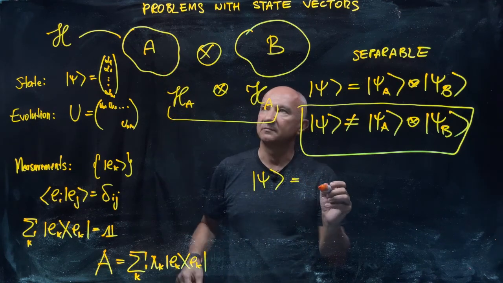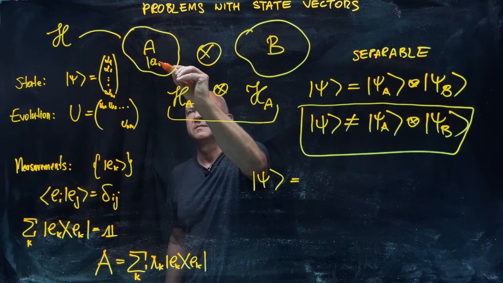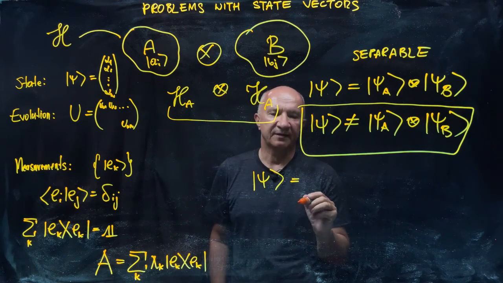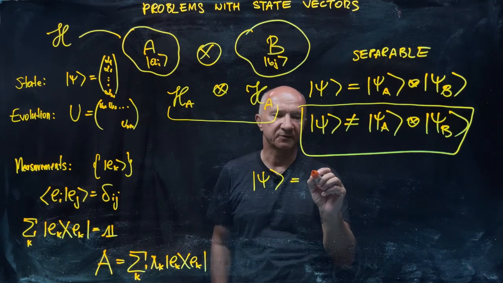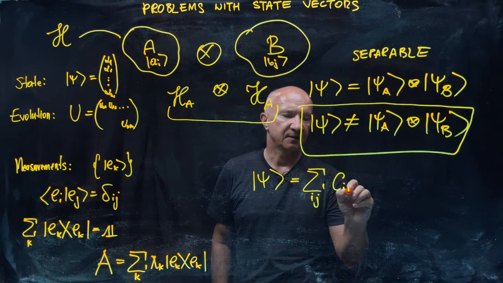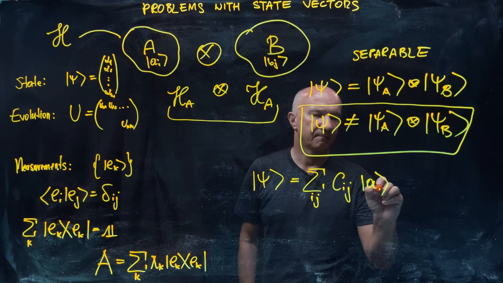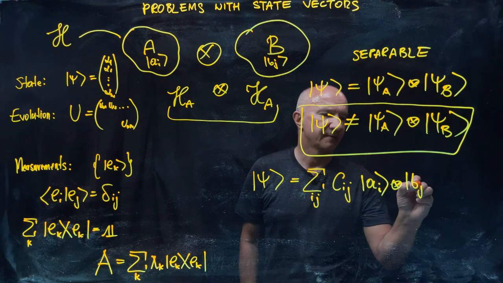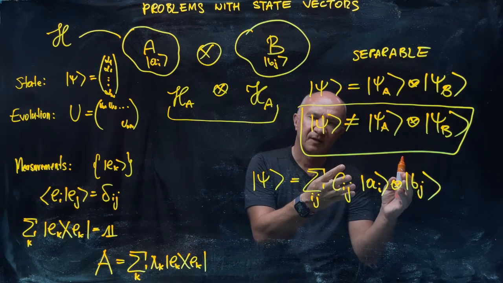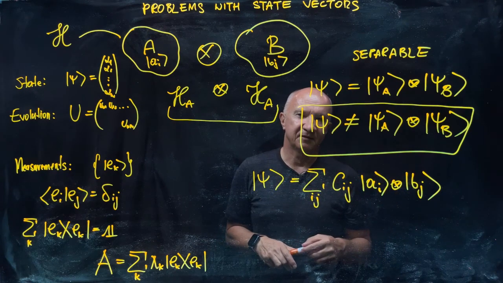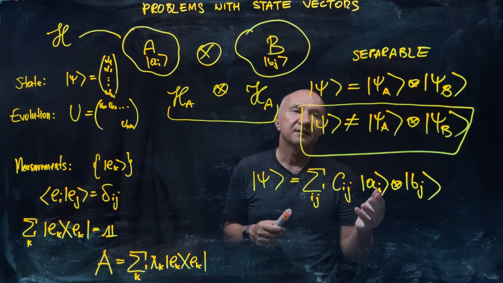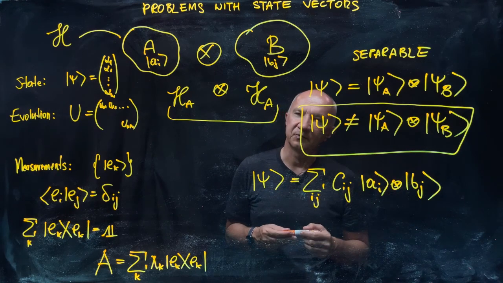So if you pick a basis, say, a_i here and b_j here, then you can write any state vector of the total system as a sum over i,j of c_ij, a_i tensor b_j. So we have the tensor product basis, but a superposition of vectors from a tensor product basis is, of course, not a tensor product. But nonetheless, any vector can be decomposed in this basis.